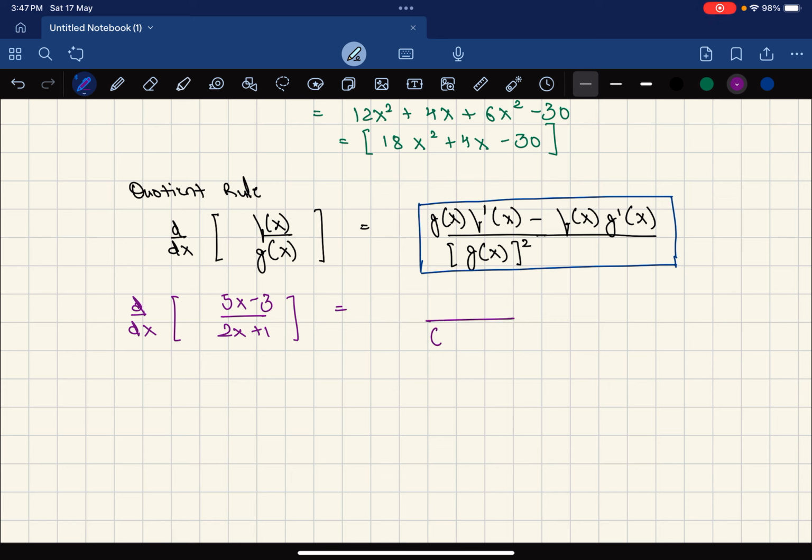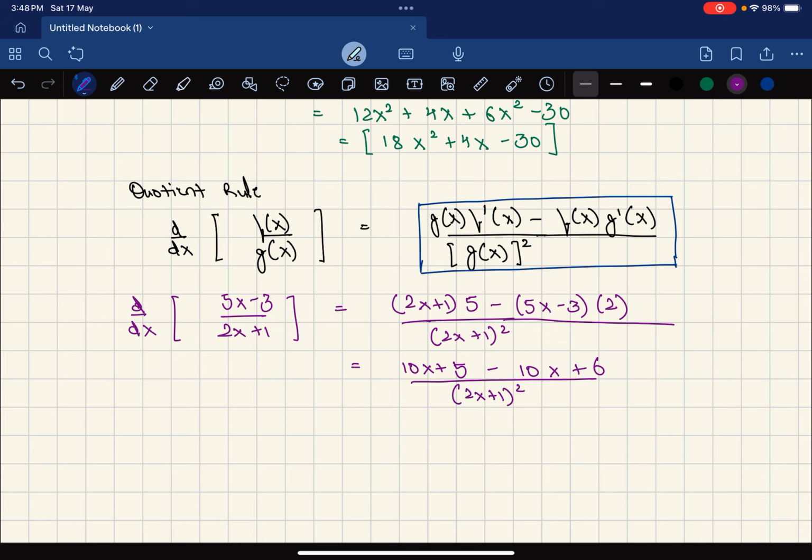So we simply square the denominator like we saw. We write it as it is again, and the derivative of the numerator is 5. We subtract, we write the numerator as it is, and the derivative of the denominator is 2. So this is 2x into 5, 10x plus 5 minus 10x, and then minus minus becomes plus 6 upon (2x plus 1) whole square, and therefore we are left with 11 upon (2x plus 1) whole square.